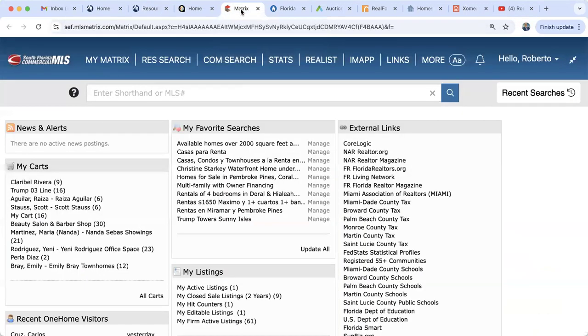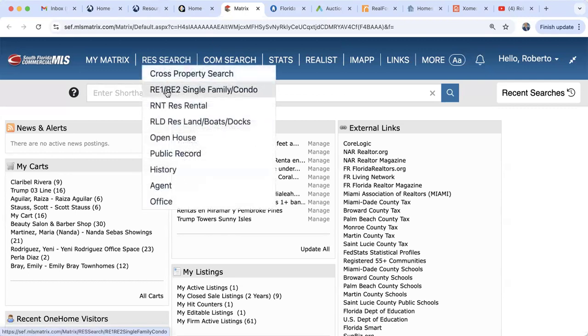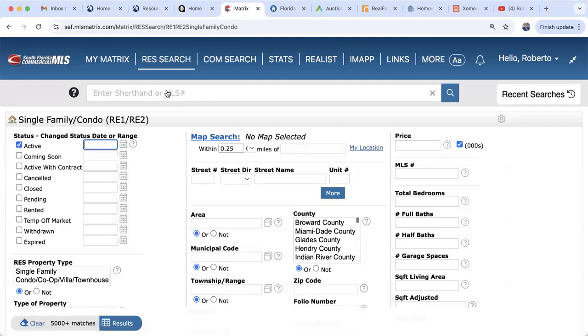All right, so let's go ahead and get logged into Matrix because we are going to begin by searching for properties that perhaps need a little tender loving care, right? TLC, or perhaps the property is in foreclosure and you are going to purchase the property with intentions to remodel the home and then sell it at a higher price. All right, so we are going to perform a single family home search in the MLS.